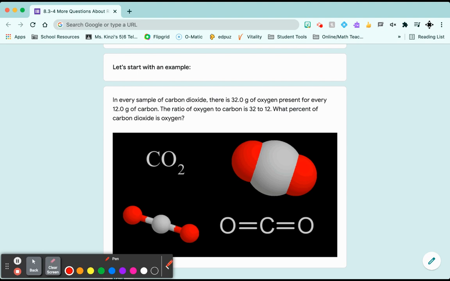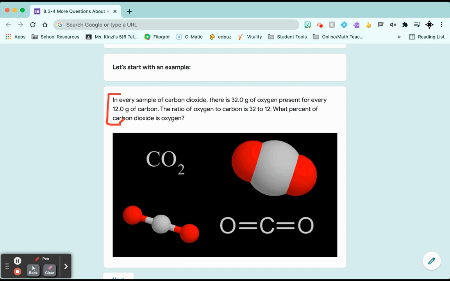Okay, boys and girls, let's start this form out with an example. Notice that in the example, I'm going to be reading very closely. I advise that you do that for each of the problems that you'll solve on your own.